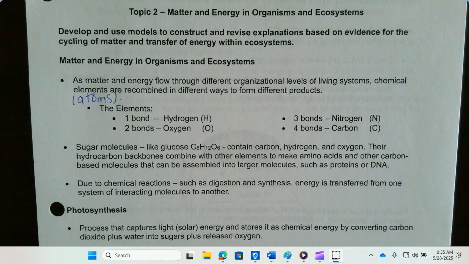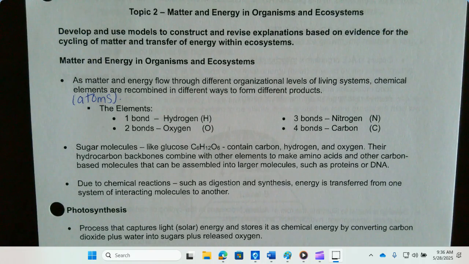It then says to construct and revise explanations based on evidence. Evidence can be qualitative or quantitative. Qualitative are going to be your observations, and then quantitative is going to be quantity, which really just means numbers, for the cycling of matter and transfer of energy within ecosystems. Our first one is looking at our elements that we've been talking about, the CHON.